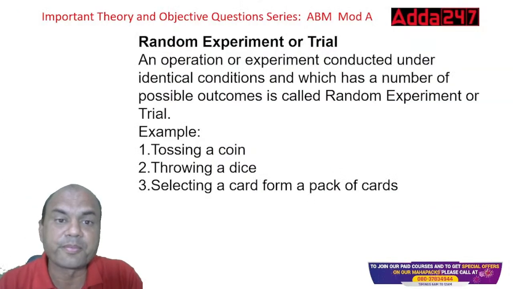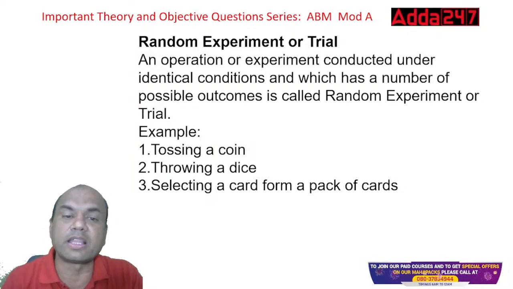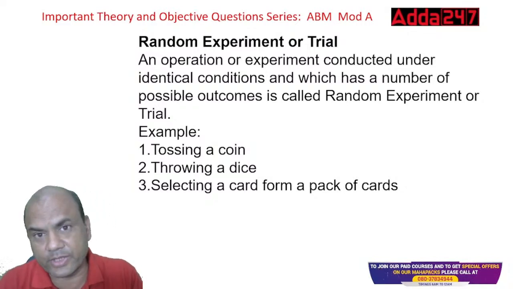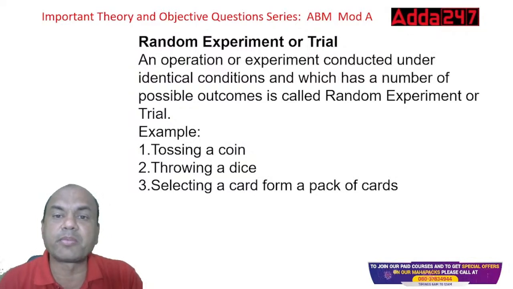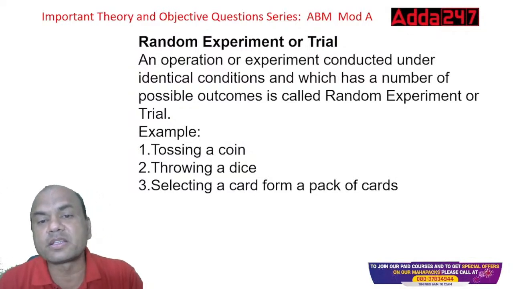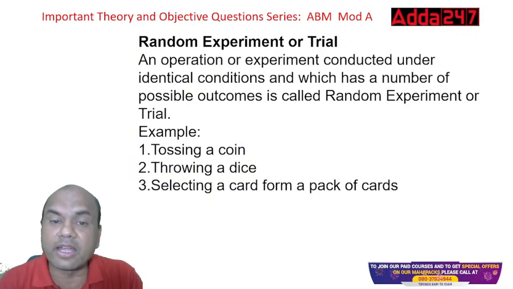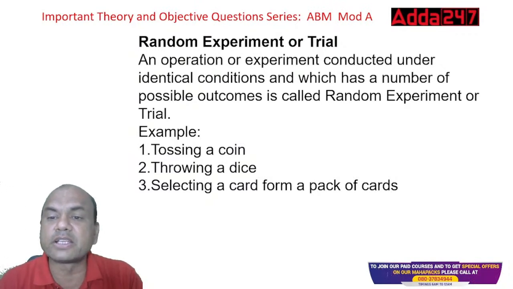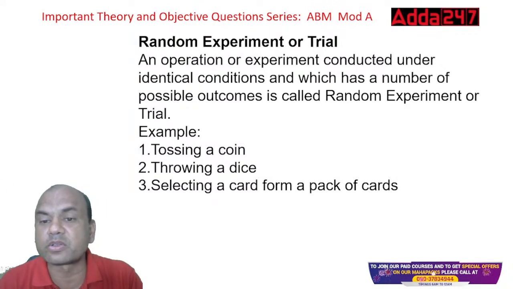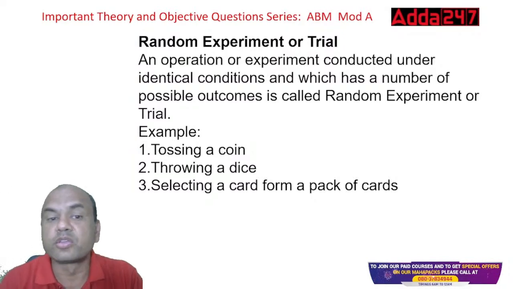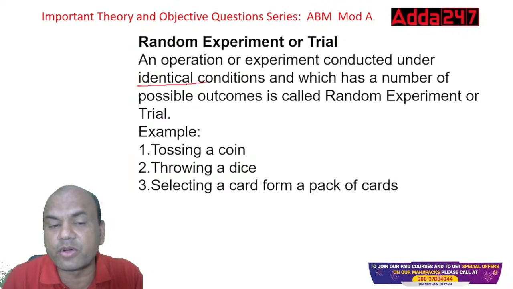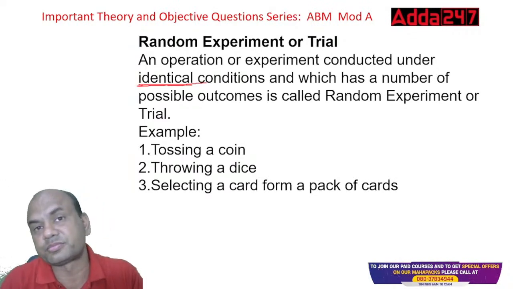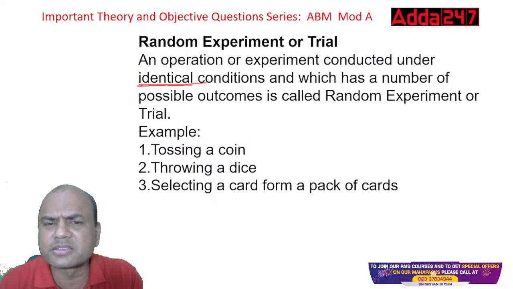A random experiment or trial. This is the last definition for today, then we'll be solving the numericals. A random experiment or trial: an operation or experiment conducted under identical conditions, and which has a number of possible outcomes, is called a random experiment. Identical means similar.